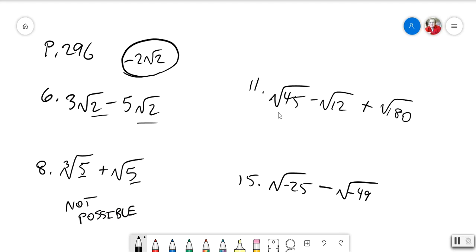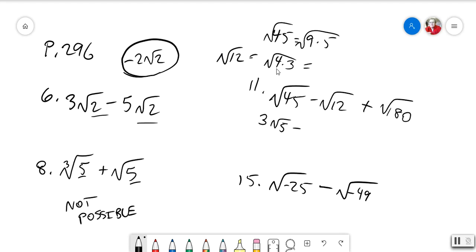Here, you're going to want to break these down like we've talked about before. 45 is 9 times 5. The root of 9 is 3. 3 roots of 5. This is where your powers table will come in handy. 12 is 4 times 3. Well, root of 4 is 2. 2 root of 3.